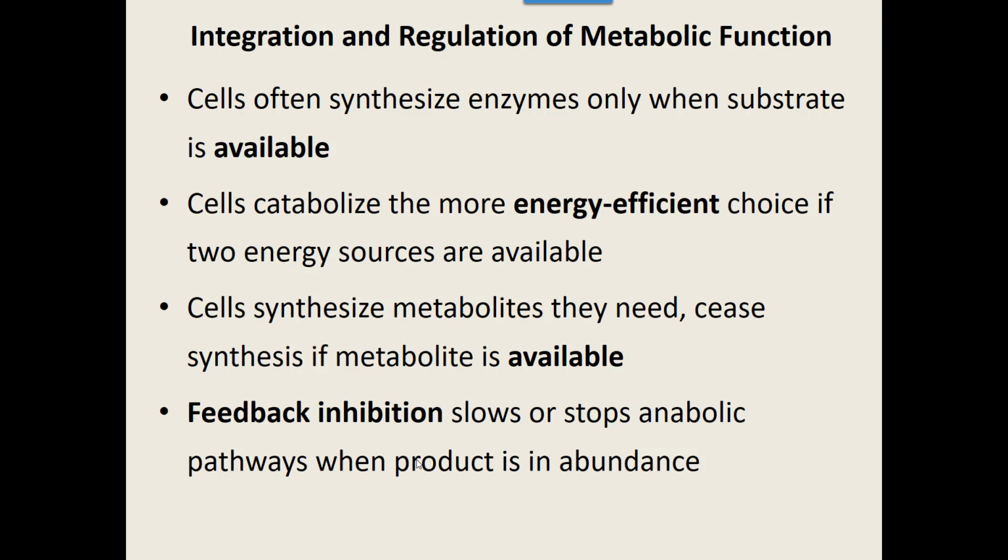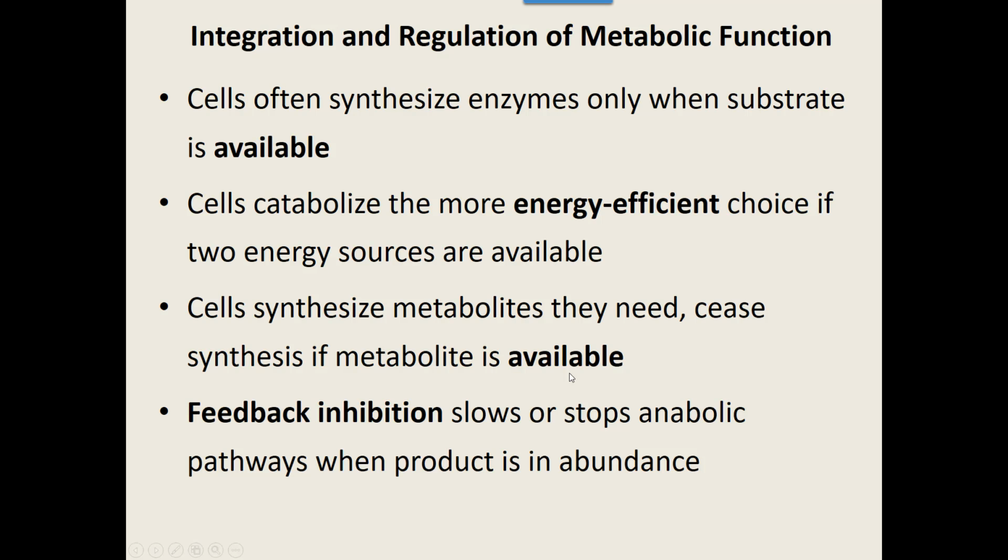Cells are going to catabolize or break down the more energy efficient choice if two energy sources are available. So if there's two food sources, whether protein, sugar, our cells are always going to go for the one that's going to give us more energy, kind of more bang for its buck, the fastest, quickest way to get lots of energy. Cells are going to synthesize or make metabolites that they need when we need them, but then they're going to stop making them if they're around. It's kind of like, if we already have it, why make more?